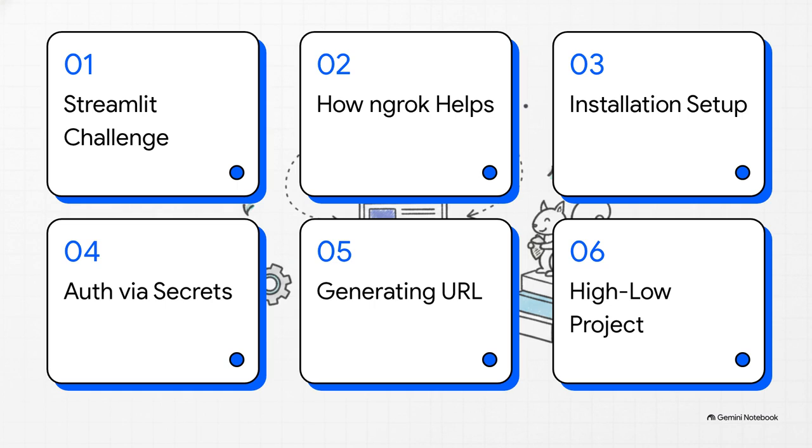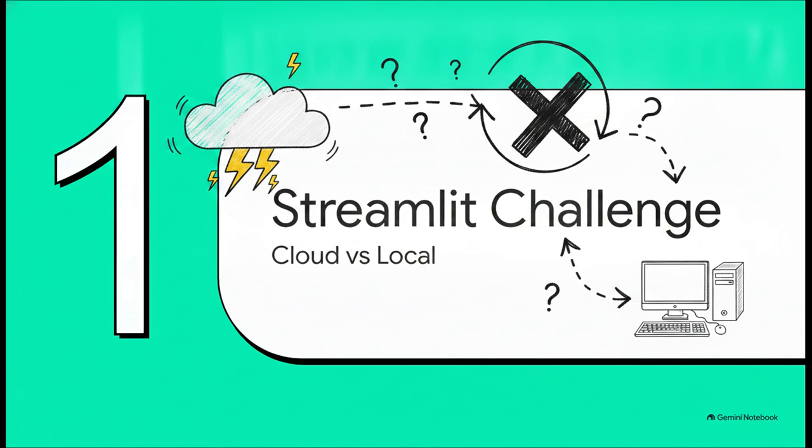The Streamlit challenge in Colab, how ngrok helps, installation and file setup, authentication via secrets, generating our public URL, and finally a project, the high-low game. Starting right off with part 1, the Streamlit challenge in Colab.